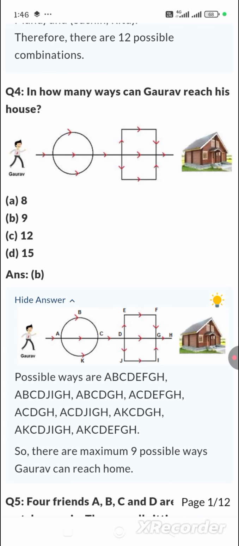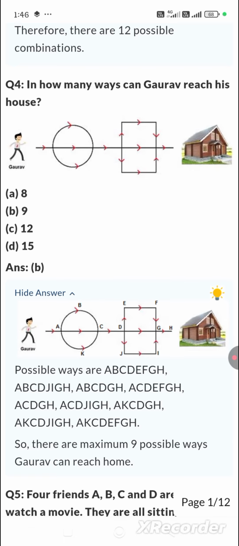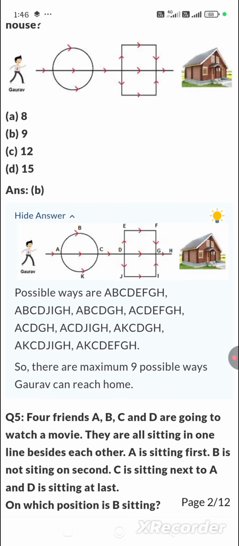Possible ways are A, B, C, D, E, F, G, H; A, B, C, D, J, I, G, H; A, B, C, D, G, H; A, C, D, E, F, G, H; A, C, D, G, H; A, C, D, J, I, G, H; A, K, C, D, G, H; A, K, C, D, G, J, I, G, H; A, K, C, D, E, F, G, H. So there are maximum 9 possible ways Gaurav can reach home.